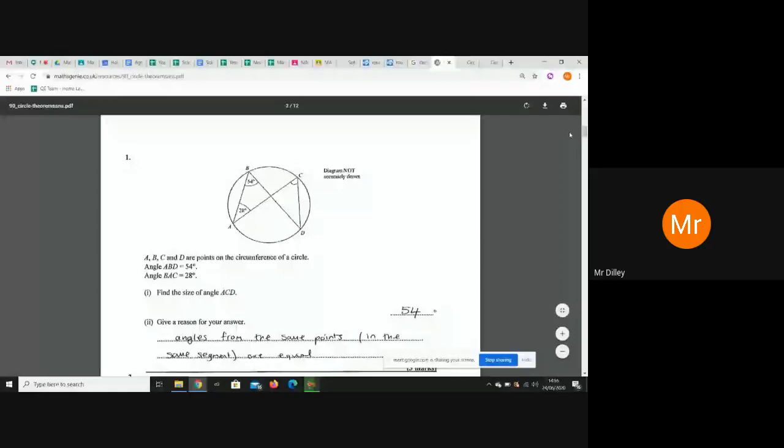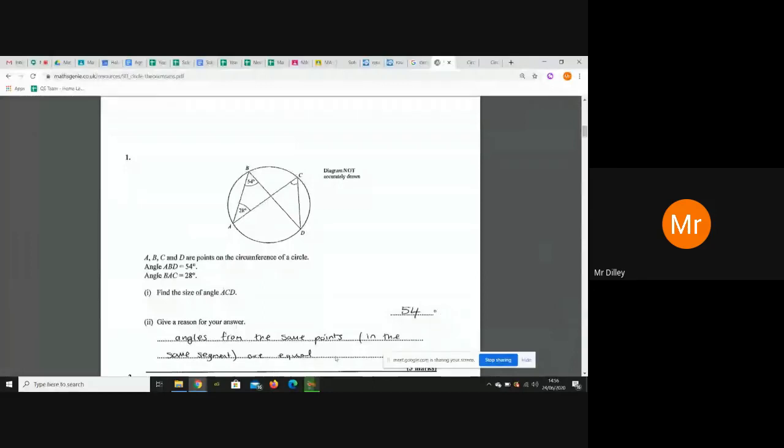In this case, they specified find the angle and give the reason. So that's nice and straightforward. Applying your circle theorems to answer a question like this, part 1 is remembering the rules. Part 2 is remembering the wording for the rules. So on the videos previously, it's making sure you have memorized all the titles that I gave you.